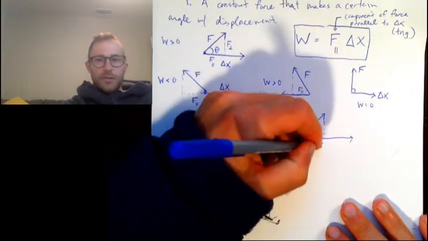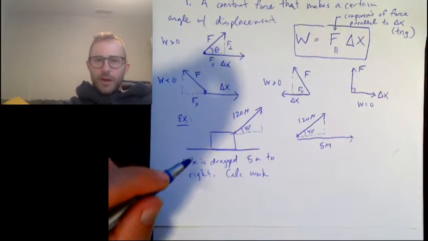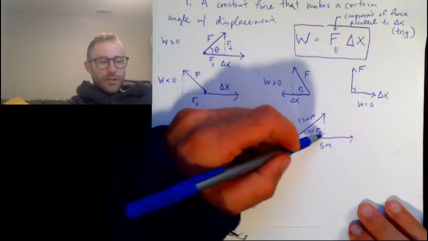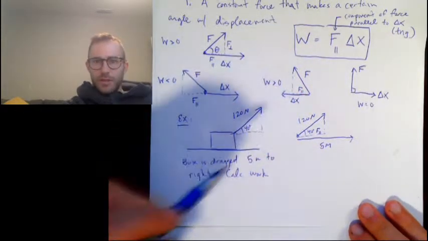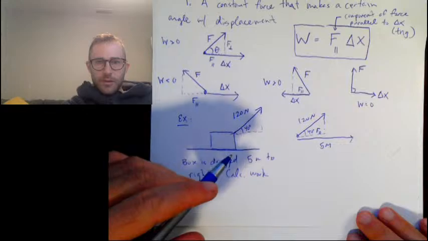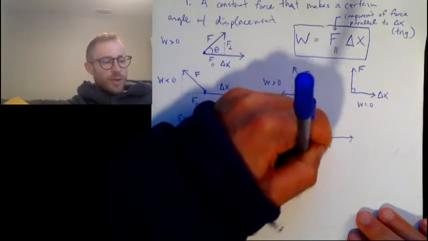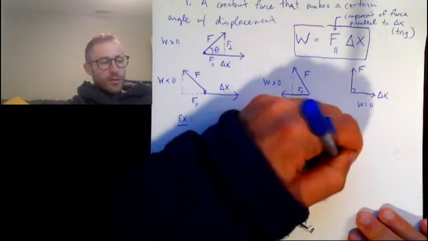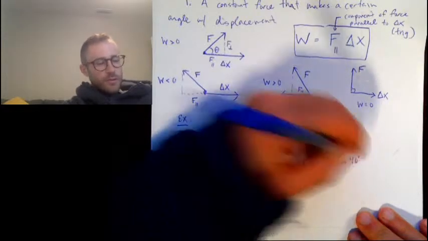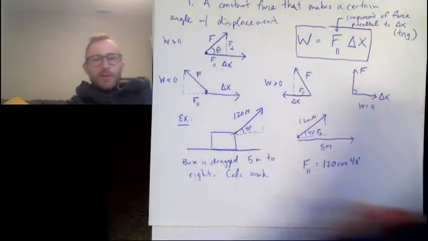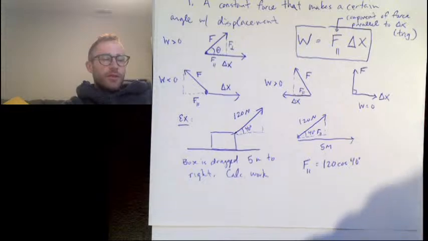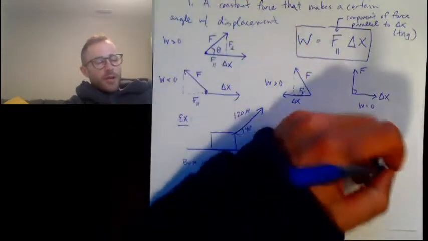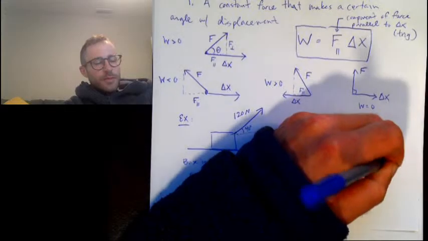So 5 meters. So I have to find F parallel, which I can see is the leg of the triangle that is adjacent to the angle. So that means that my F parallel in this case is going to be 120 cosine of 40 degrees, which I would plug into the calculator. And I get about 92 newtons is F parallel.